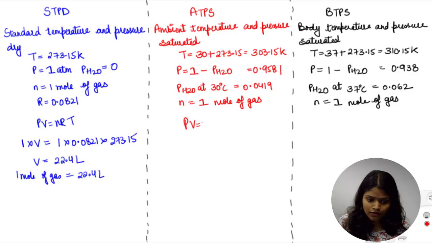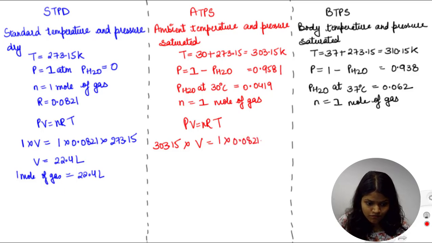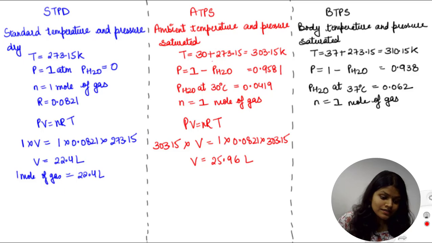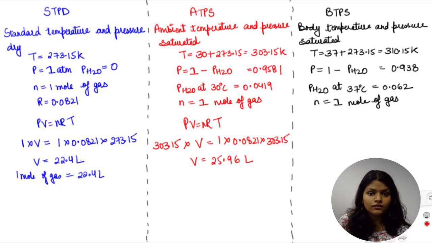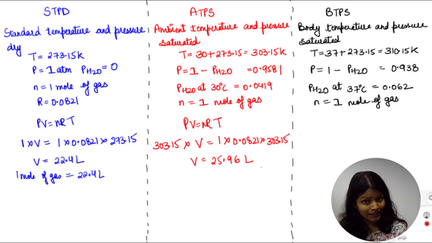So PV equals nRT again. P is 0.9581, temperature is 303.15. Volume of gas we need to calculate. Number of moles is 1. The R value we already know, 0.0821, and the temperature. So from this, the volume of the gas which you get is 25.96 liters. So 1 mole of gas at ATPS occupies 25.96 liters, whereas 1 mole of gas at STPD occupies 22.4 liters only. So there is a change in the volume of the gas at different settings.